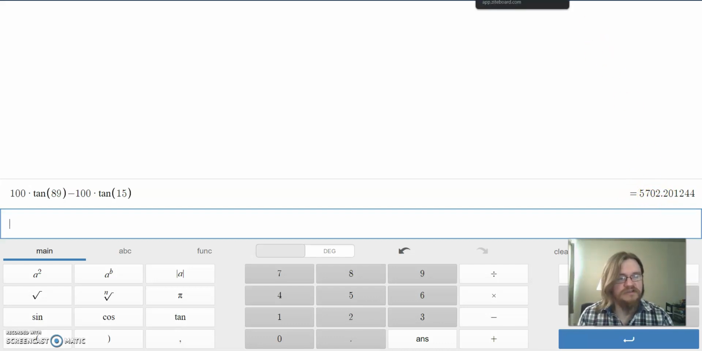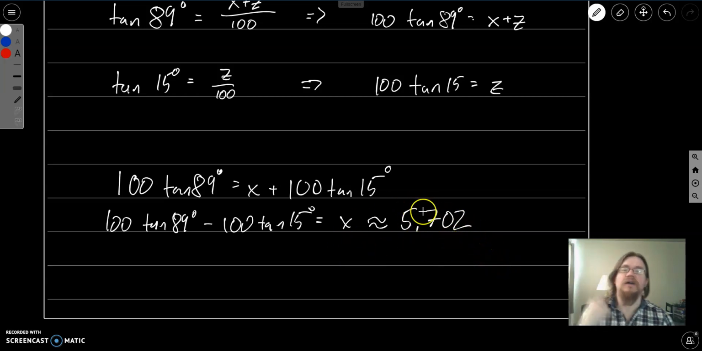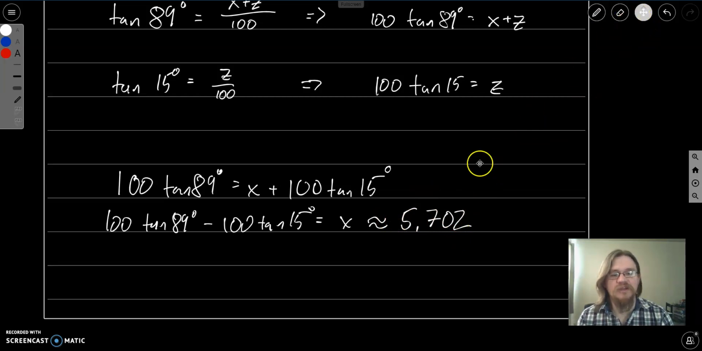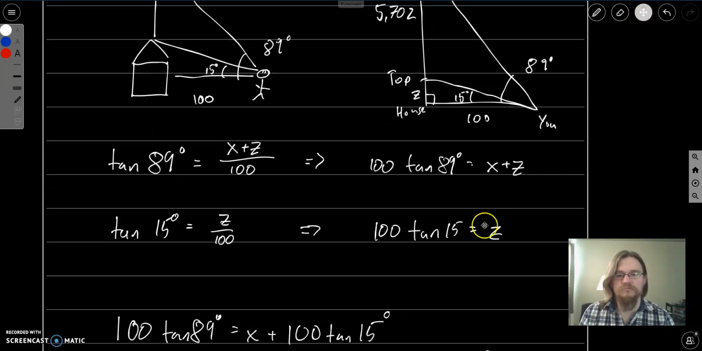So this is going to be 5,702, which is about 1 mile. Normally planes don't fly that low, but in this example that I made up, this is just how the numbers worked out. And this will be in feet. We don't want to forget our units. So x here, the distance from the top of the house to the plane, was 5,702. Cool.